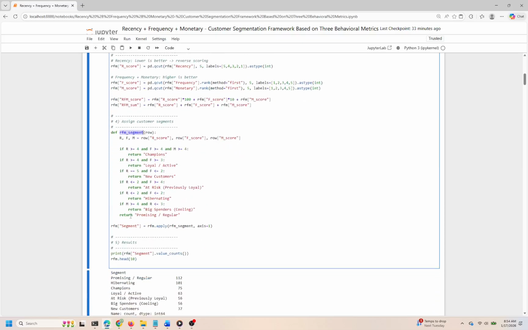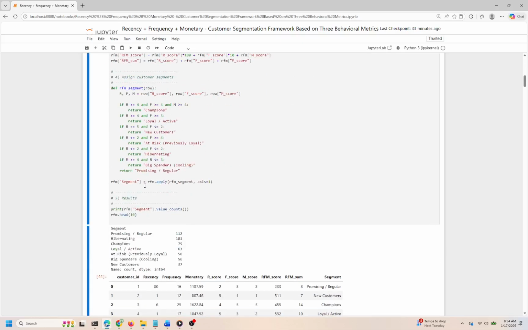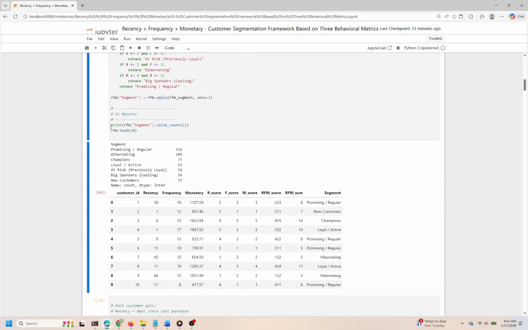These segments, such as champions or at risk, offer profound insights into how to tailor marketing strategies. Finally, we print the distribution of these segments and display the top entries in the RFM data frame. This summary will help in identifying trends and focusing marketing efforts on specific segments that could drive revenue. As we move to the next cell, we'll likely delve deeper into how to visualize these segments or further analyze the relationships within our data.